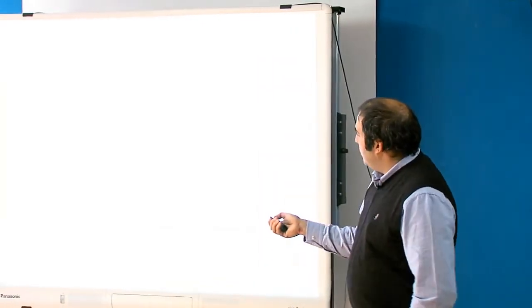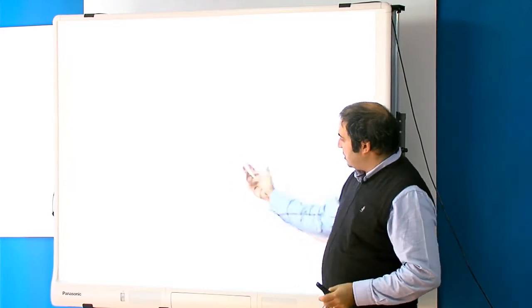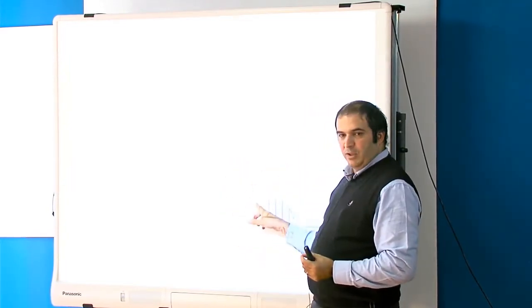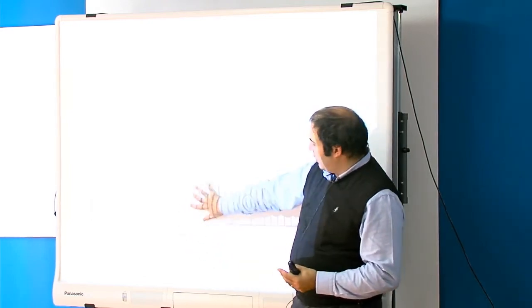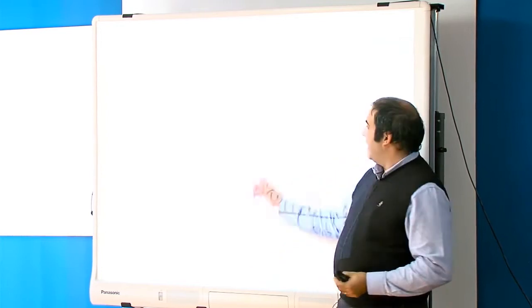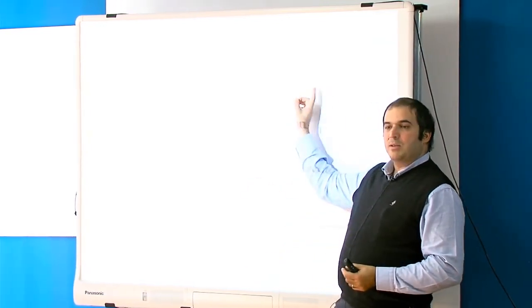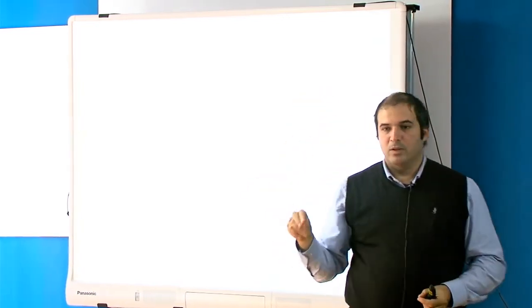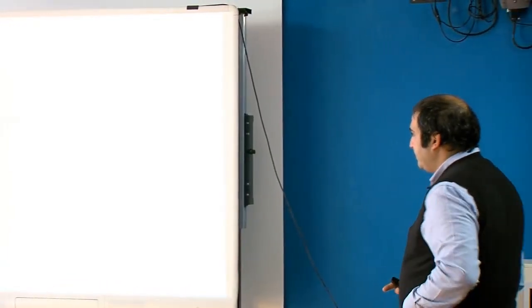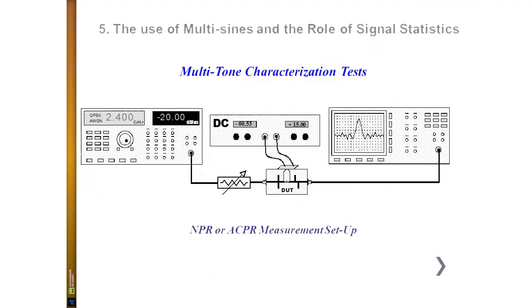Actually, if you measure the distortion, because now you have combinations of all tones, some will fall here, but you also have tones appearing inside. They will fall on top of your signal also. And this can be measured with something called noise power ratio. So I can measure the distortion that is appearing inside. Okay? And how can I measure this?